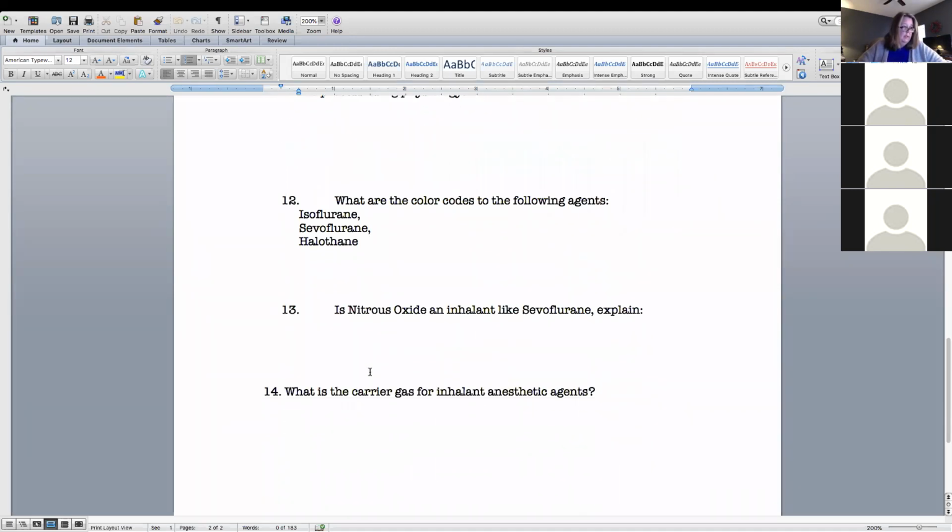For 13, is nitrous oxide an inhalant like sevoflurane? Explain. Nitrous oxide is a medical gas. It is used for its analgesic effects. It produces a state of euphoria, but we do not use it as the sole agent in veterinary medicine.